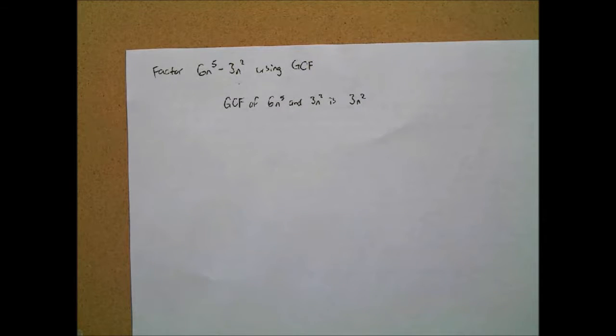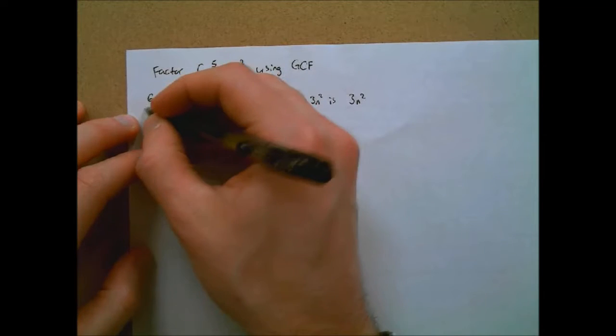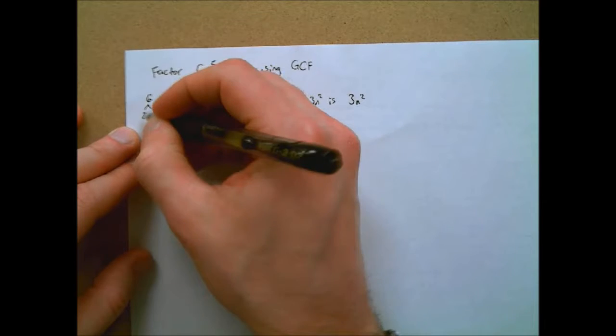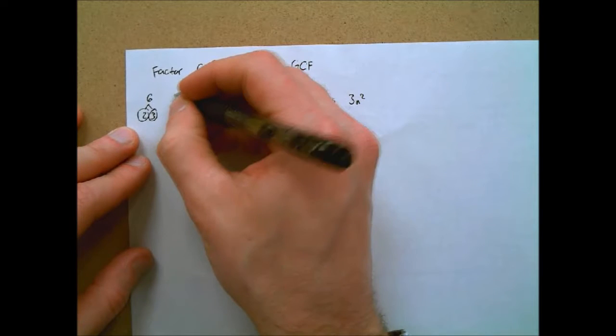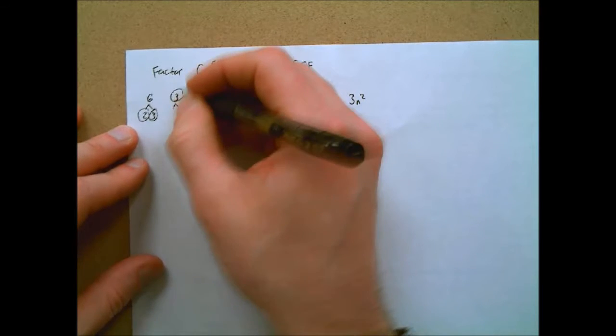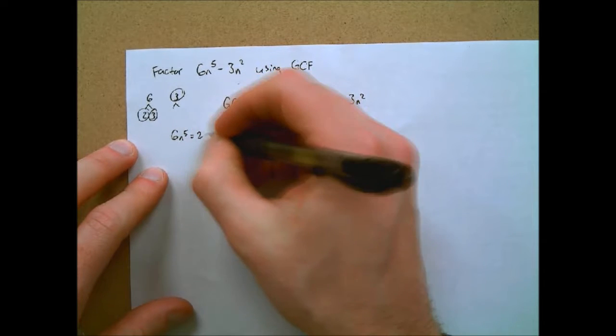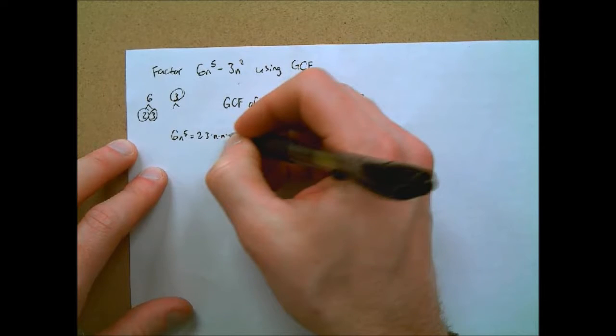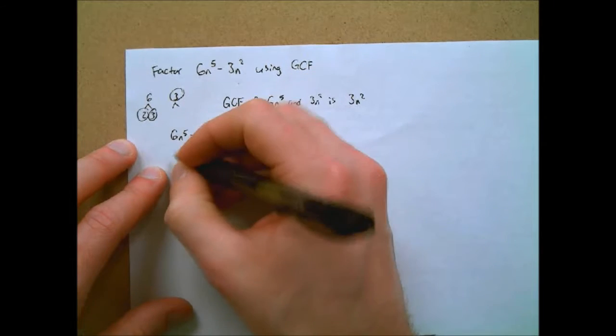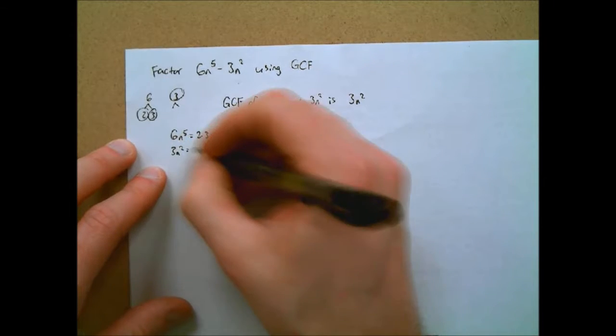So Mark was able to look at this and see what the GCF was without actually doing the work. Now, if we want to actually do the work, I'll show you here. We can take the 6 and break it down into 2 and 3. That doesn't break down any further. We can take the 3, and that doesn't break down any further. It's just 3. And so 6n to the 5th is equal to 2 times 3 times n times n times n times n times n. And then 3n squared is 3 times n times n.